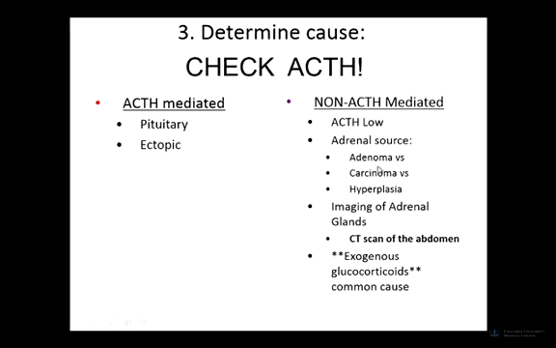And the adrenal sources, you either have an adenoma, a carcinoma, or hyperplasia. And the way that you sort this out is you get imaging of the adrenal glands and you get a CT scan. The other situation where you see a high cortisol and a low ACTH is from exogenous glucocorticoids, which can also cause this.